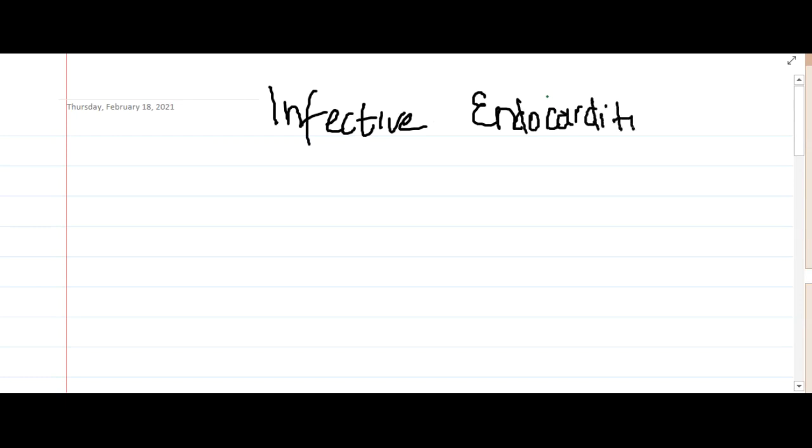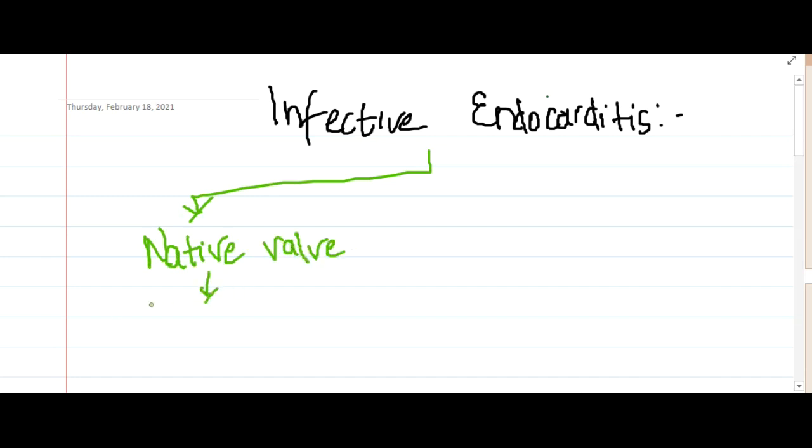Hello friends, let us now learn some important points about infective endocarditis. Infective endocarditis can occur in either a native valve or a prosthetic valve. If it occurs in a native valve, we call it native valve endocarditis, and this occurs due to organisms like streptococci or Staphylococcus aureus.